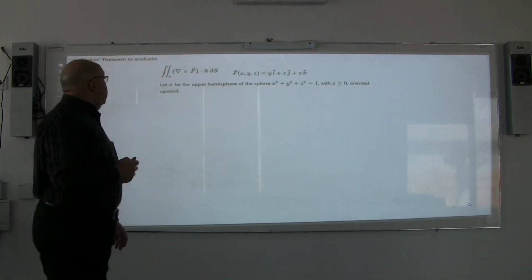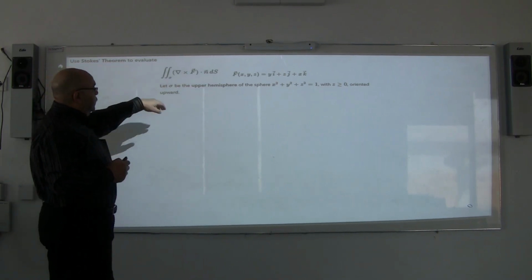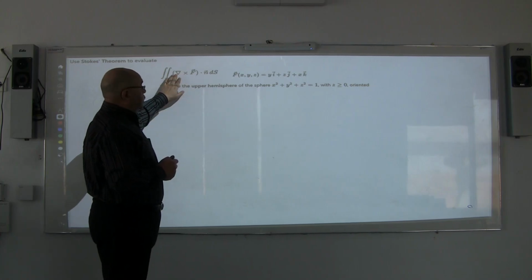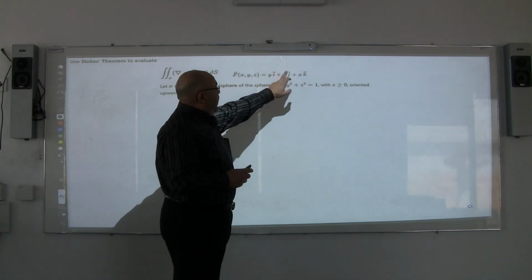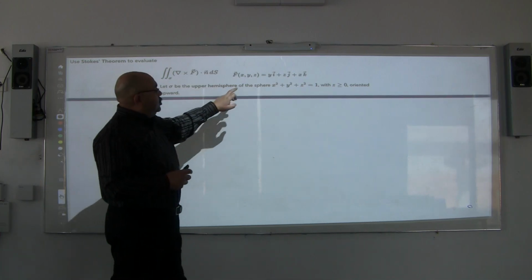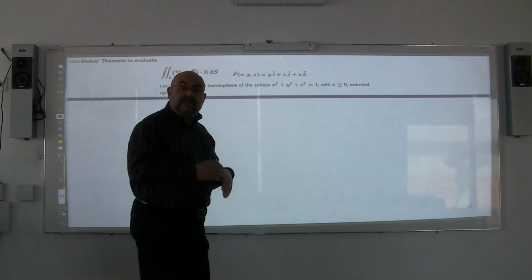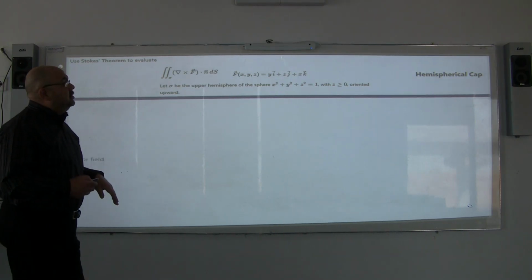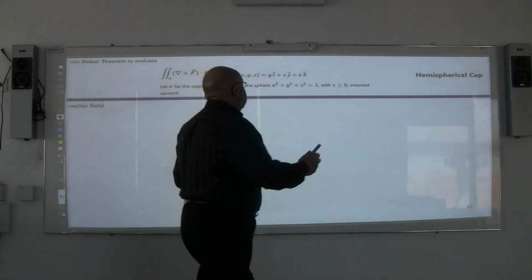Okay, once more, let's use Stokes theorem to evaluate. Instead of evaluating the movement of this function through the surface, f is given by this vector field, y, z, and x, and the surface is the upper hemisphere of the sphere x squared plus y squared plus z squared equal to 1, z greater than or equal to 0, which is the hemisphere exactly. Okay, oriented upward, so it's a hemispherical cap. It's something like this. It's very, very simple.